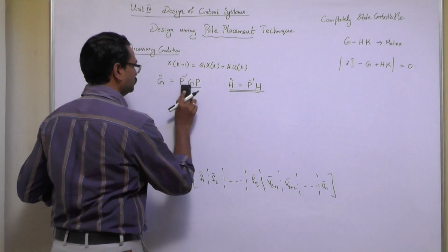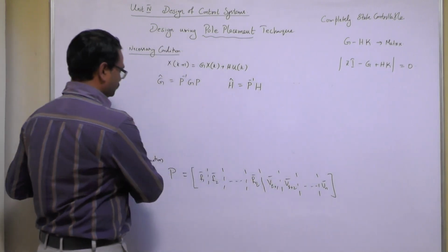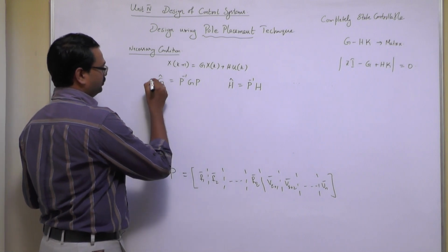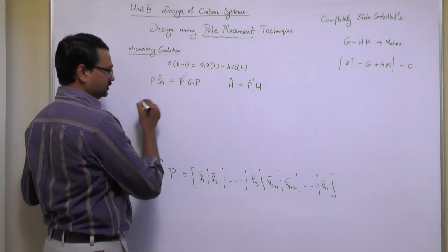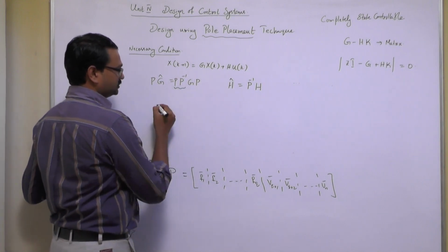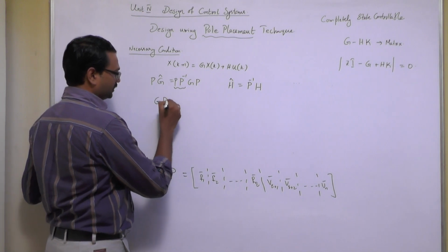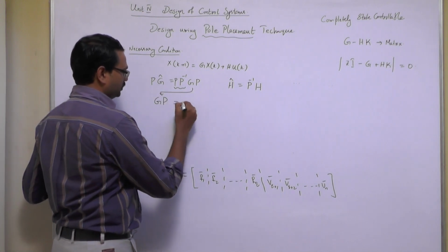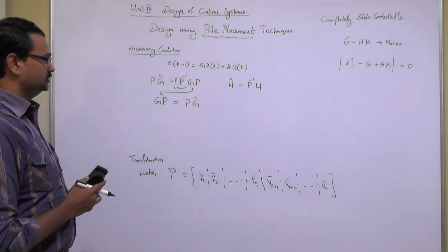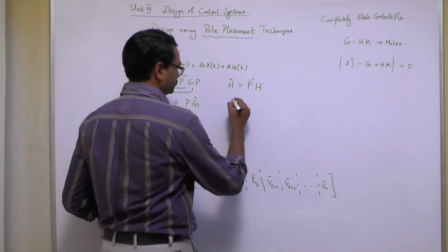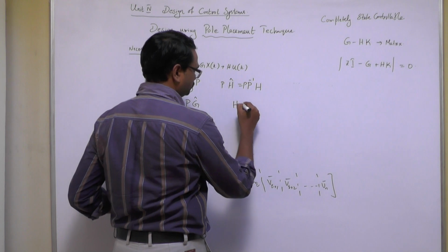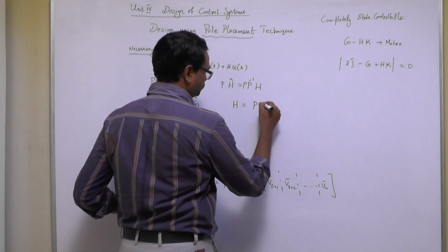Now these two transformations, I can see that if I pre-multiply with P on both sides in this equation, this becomes an identity matrix, therefore I can write G P is equal to P G cap. And similarly, what is H here? If I pre-multiply it with P on both sides, then H is given by P H cap.